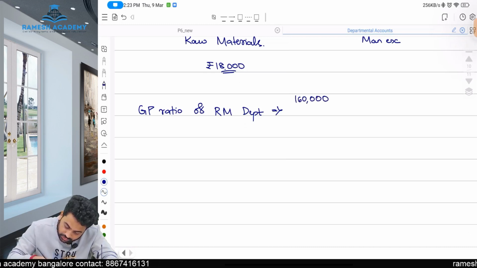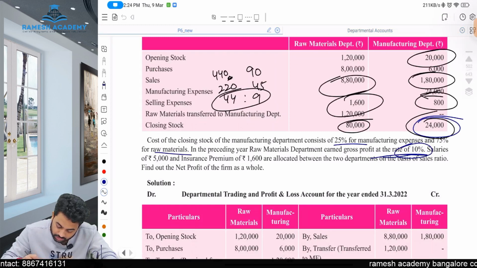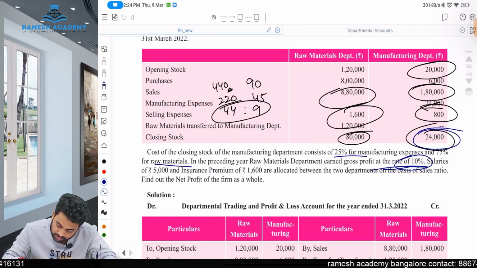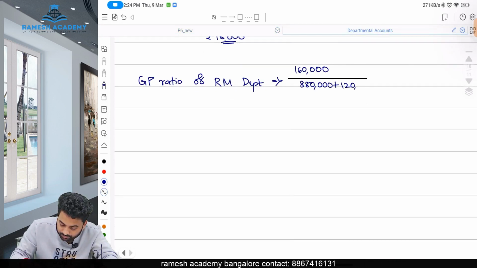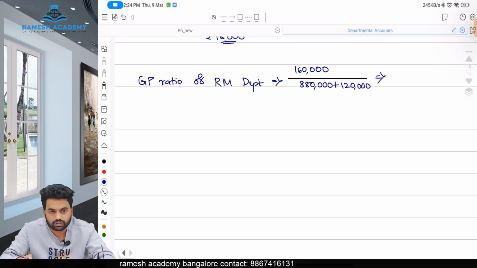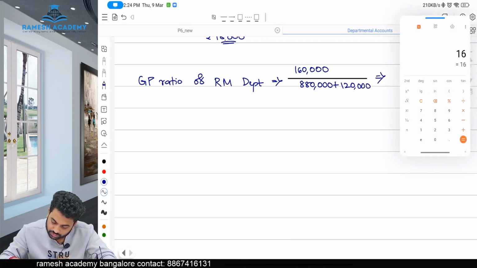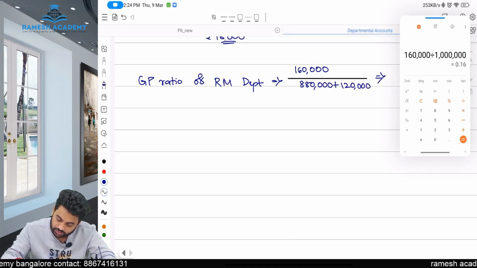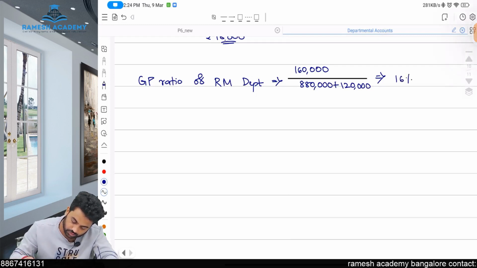This 1,60,000 is earned by the sale, which is interdepartment as well as external, because both profits are included. How much is the sale? Sale is 880. Also, how much is the transfer? Transfer is 120. That is also our sales only. So 160,000 divided by 10 lakh. It is 16%.